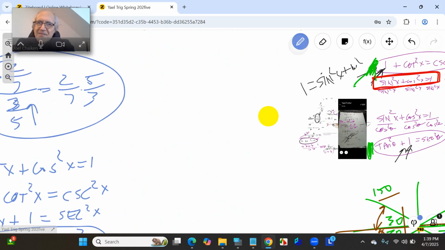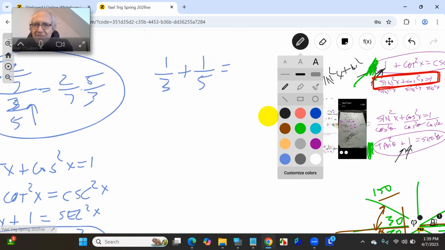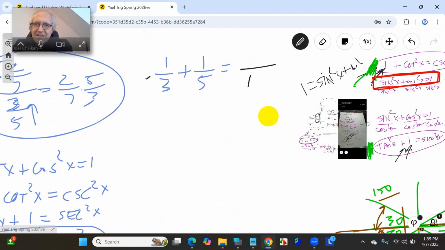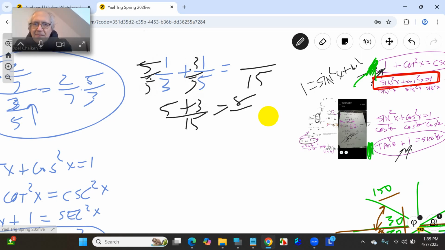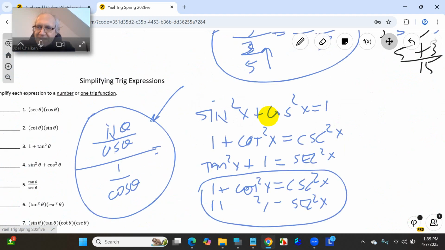The other thing you're going to have to know how to do, and we all hate this, is having to add fractions. You may have a problem where you have to add things that don't have a common denominator, and we'll look at least one of them. But if you do that, you have to realize the common denominator is 15. You multiply this by 5, you multiply this by 3, and it's 5 plus 3 over 15, or 8 over 15. Okay, anyways, let's get back to this thing.